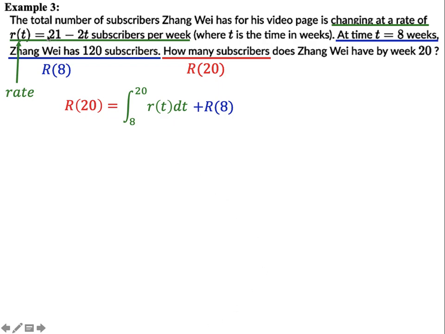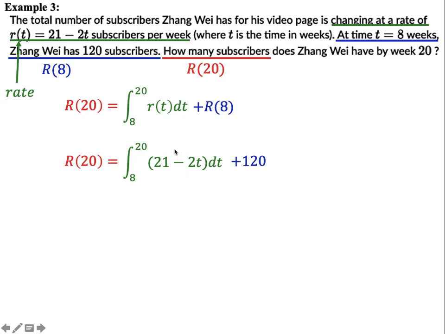Or since we do have a function, I could ask you to literally tell me how many subscribers he has by week 20, and we're going to go through and do that. So sometimes we just ask you to write but do not solve, and in that case, this expression would be all you would have to do. But I'm going to put in the function here. I'm going to integrate 21 minus 2t, and then I'm going to add the 120 because that's what R of 8 is. So this is physically figuring out how many subscribers he has by the 20th week.